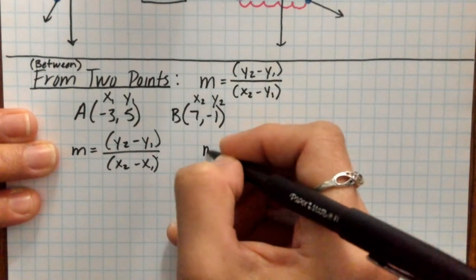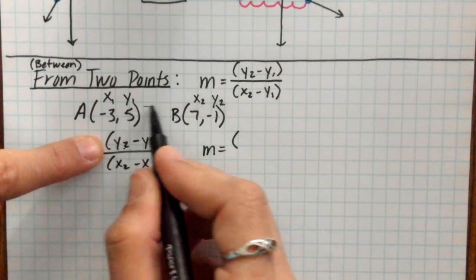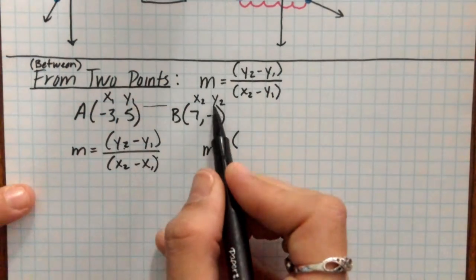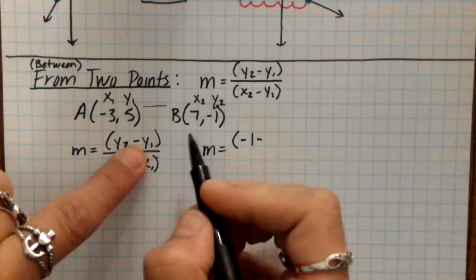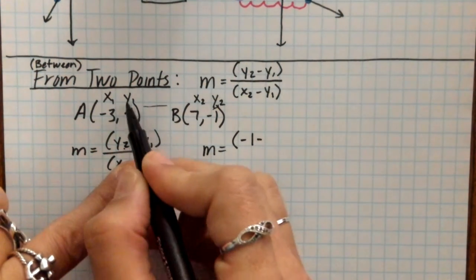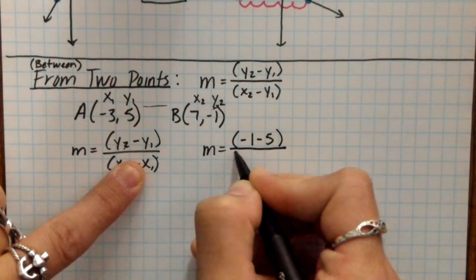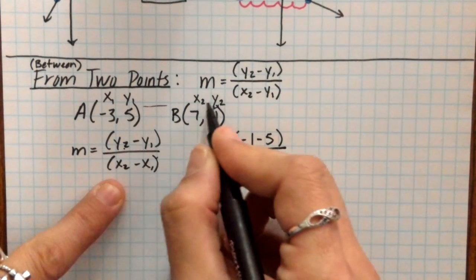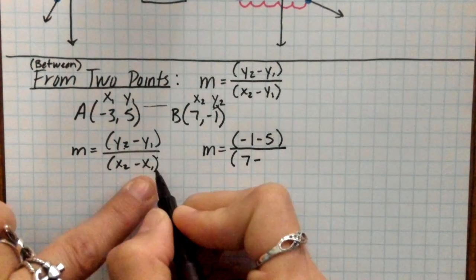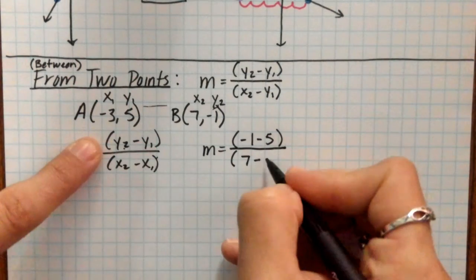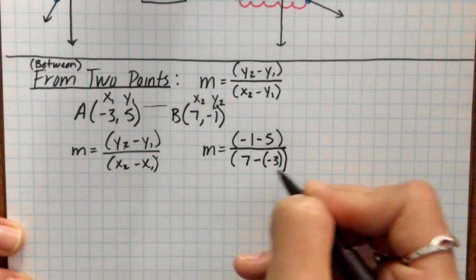So I'm going to take M equals, on top, I'm going to substitute in y2. Look up here, where is y2? y2 is a -1. We subtract y1, look up here, y1 is right here, it's a 5. On bottom, we have x2, come up here and find x2, there's x2, 7. We're going to subtract x1, we have it labeled up here, -3. Now I'm going to put this in parentheses, okay, so that we don't get those negatives confused.